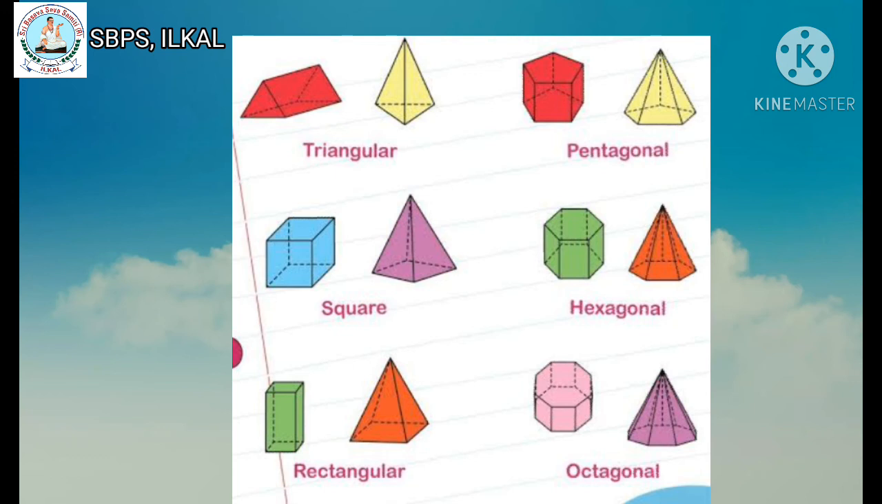Fourth one, hexagonal prism, hexagonal pyramid. Fifth one, rectangular prism and rectangular pyramid. Here rectangular prism means cuboid, okay? And sixth one, octagonal prism and octagonal pyramid. Now you make a list of number of faces, vertices and edges for all the given figures and verify Euler's formula.